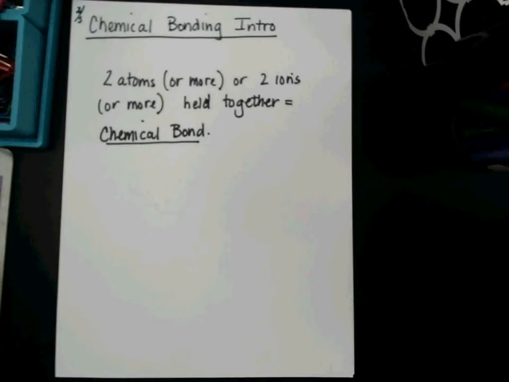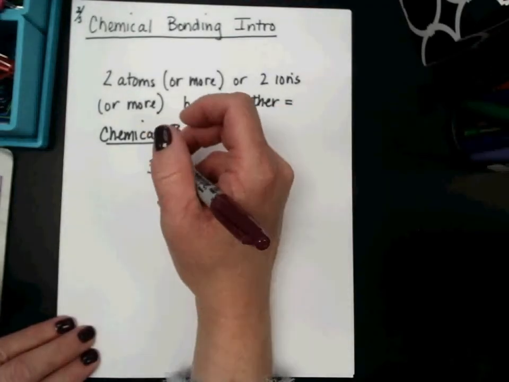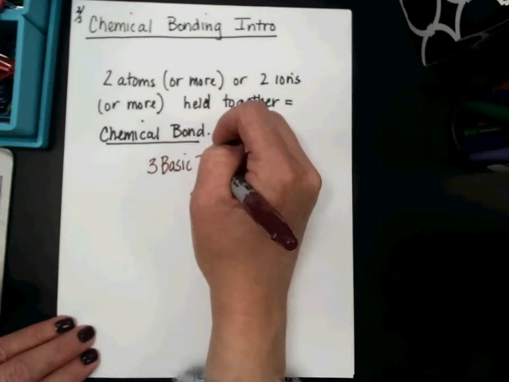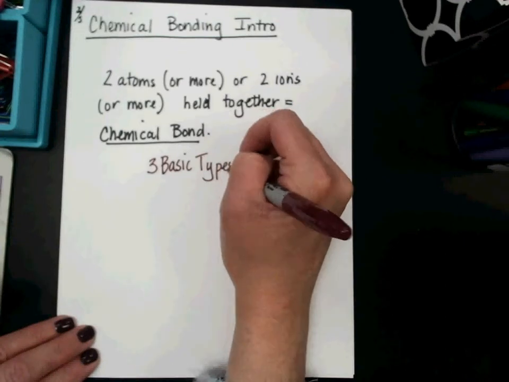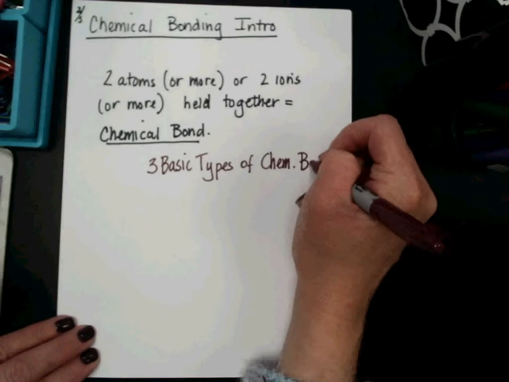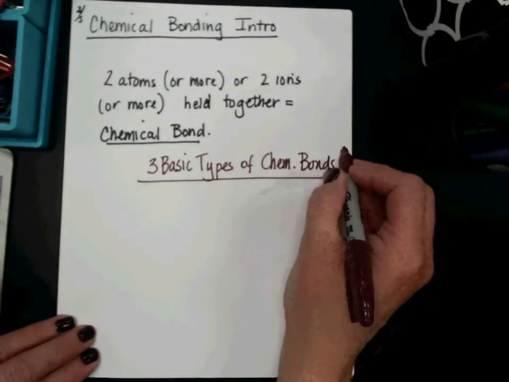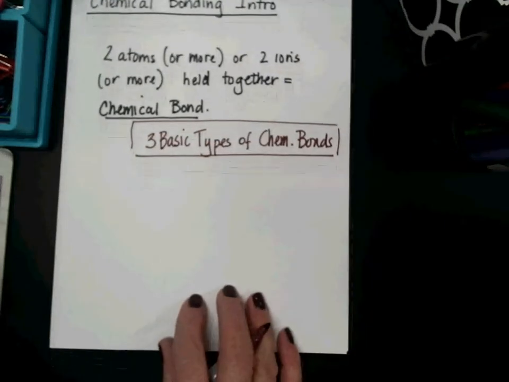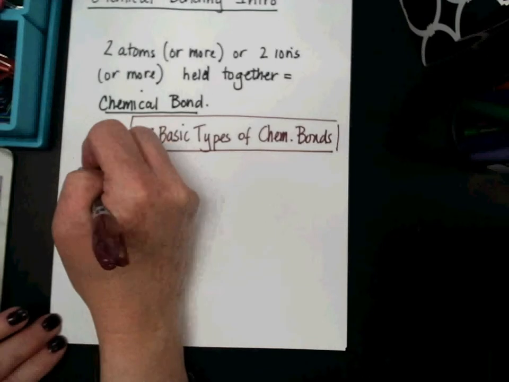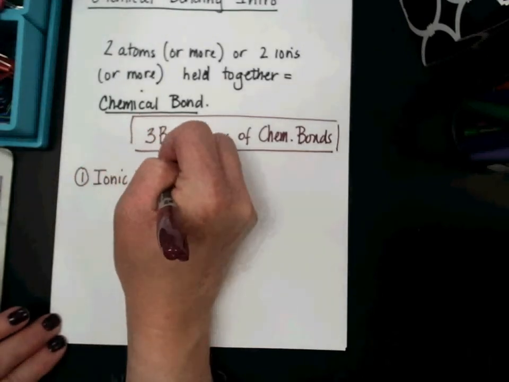And you should remember from Chem 1, there are three basic types of chemical bonds. And you should probably at least be able to name two of the three, but we're going to go through them here really quickly. The first one I'm going to talk about in general, ionic bonds.